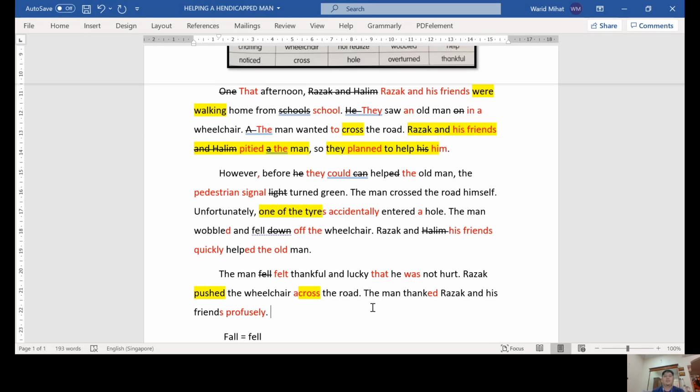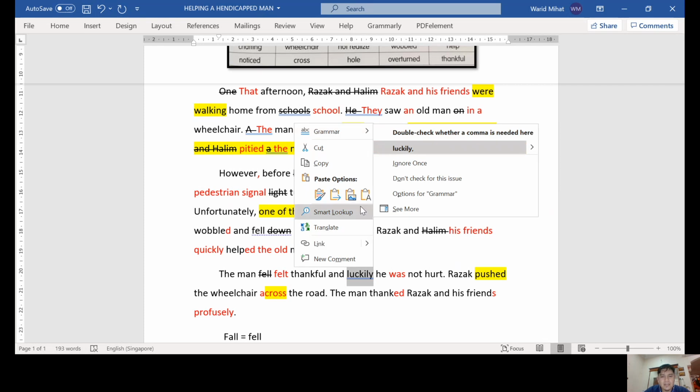He felt thankful. Macam tak kena pula. The man felt thankful and luckily he was not hurt. Okay, kita kena tukarlah. So boleh. I don't think this makes sense. Okay, luckily. Nasib baik. Luckily. Okay, not lucky. Sorry, yeah.